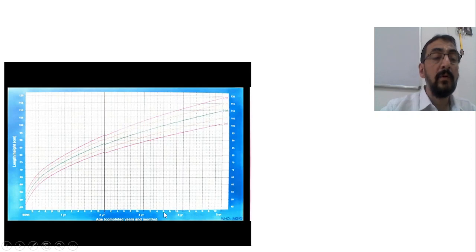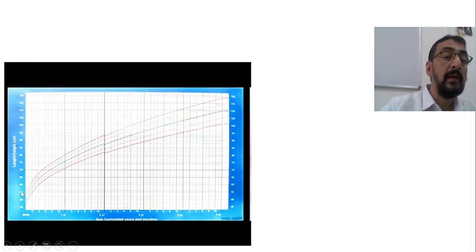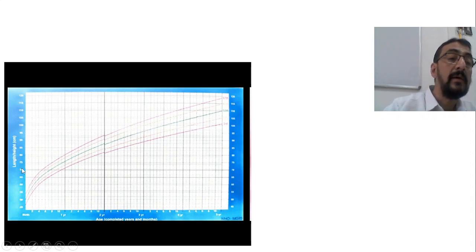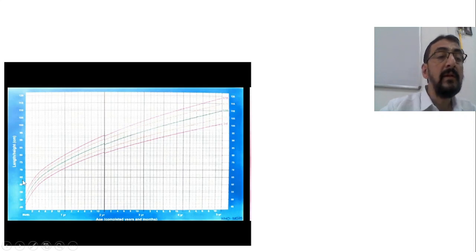From here onwards, you see the length of the child. What is the length of the child? It is not given. Anyway, suppose the length of the child is 75 centimeter. Presently a 3.5 year old child, 75 centimeter is the length, the height. Then you just plot this 75 over here in the y-axis, and according to the age you try to plot here. 3.5 years, it is coming somewhere over here. If it is 75, it means coming over here.